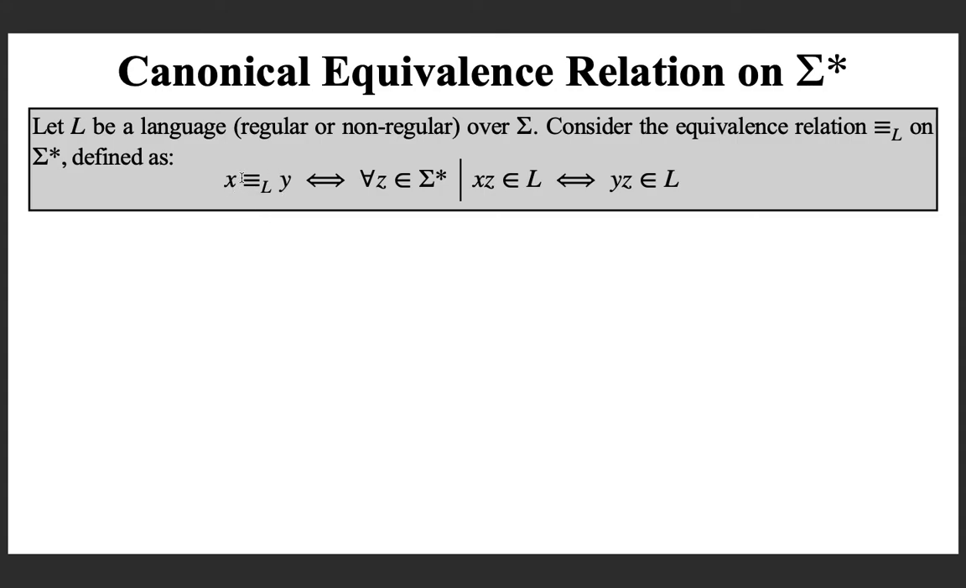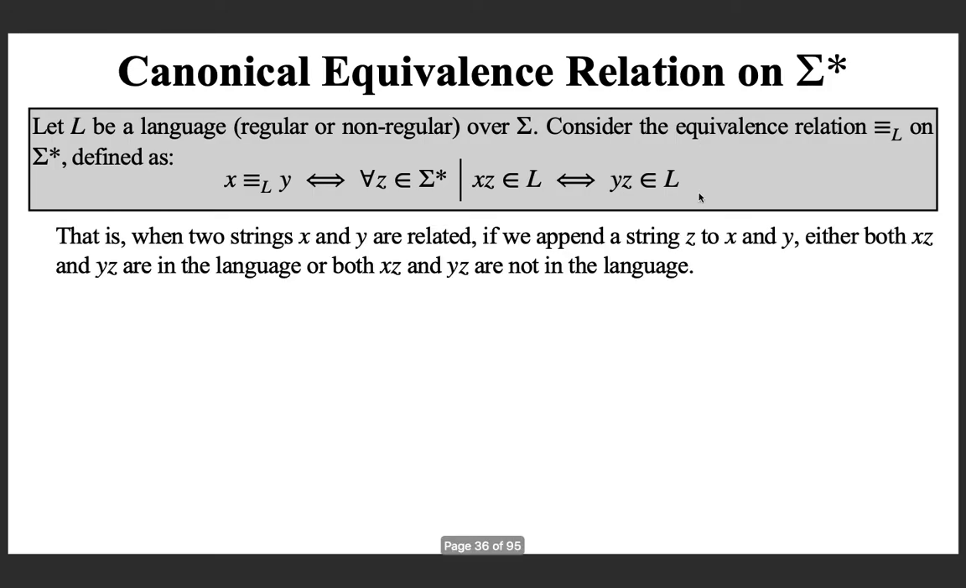X and Y are related under this canonical equivalence relation. Let me call it the canonical equivalence relation for L. If and only if for all strings Z, if you append the string Z to both X and Y, XZ is in the language if and only if YZ is in the language. That means under the canonical relation, if X and Y are related, then if you append the same string Z to both X and Y, the resulting strings XZ and YZ are either both in the language, or both XZ and YZ are not in the language.